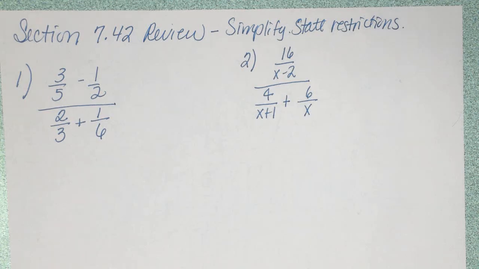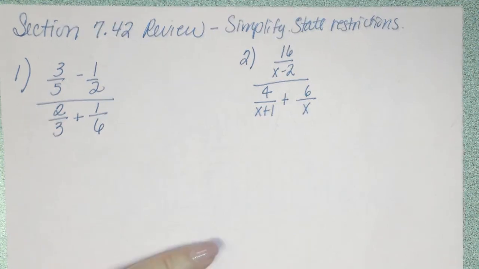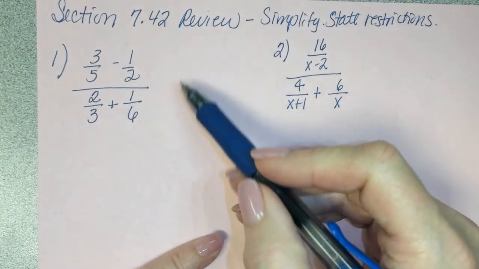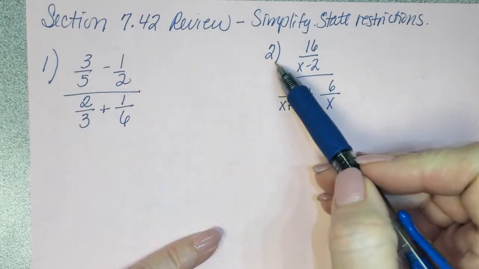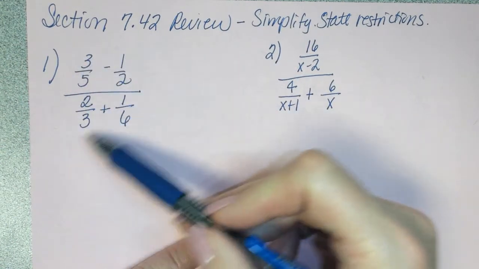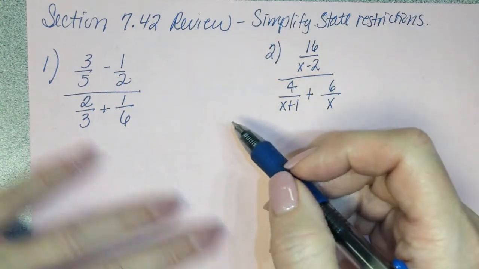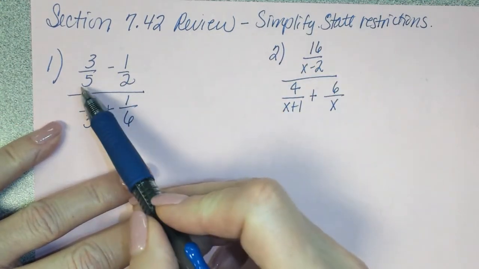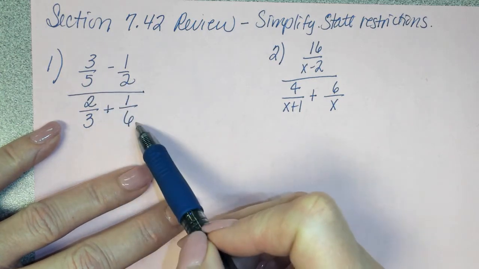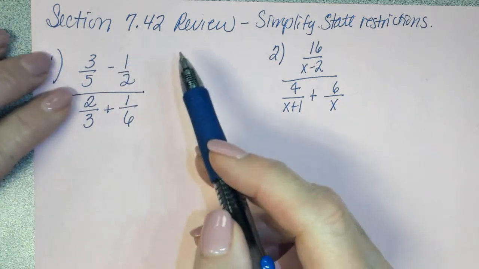Okay, so this is going to be a review of section 7.4, part 2. One of the concepts we're learning in this section is how to simplify complex fractions. This is when we have fractions within fractions. And it can be kind of difficult, but it is much easier if you can just find the common denominator and multiply through by that.